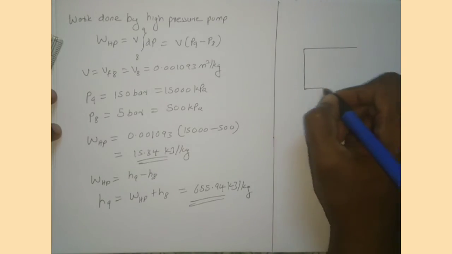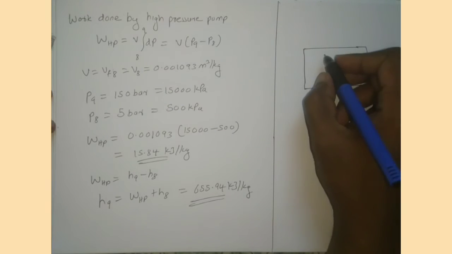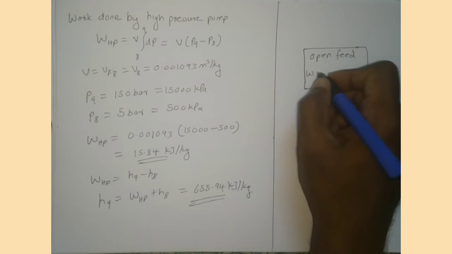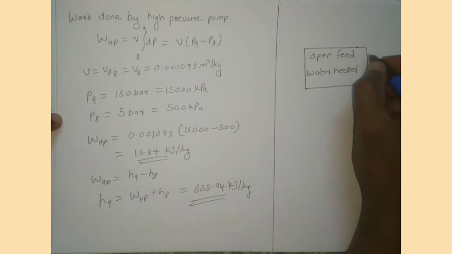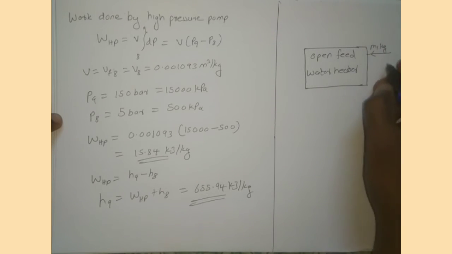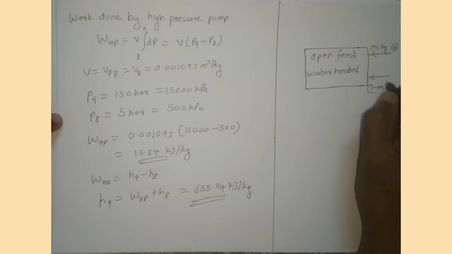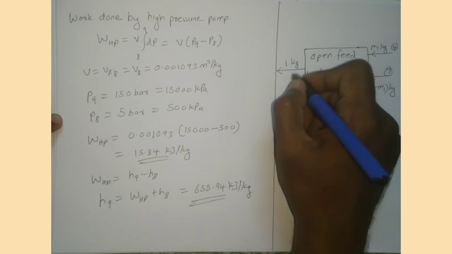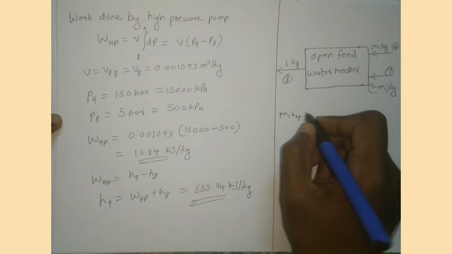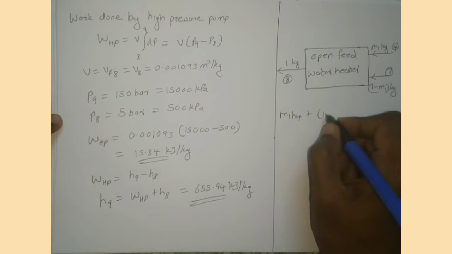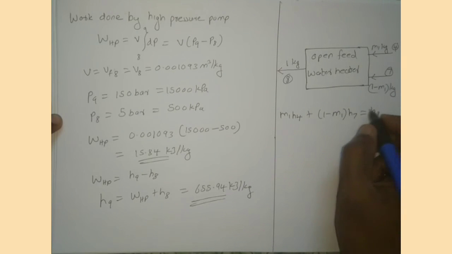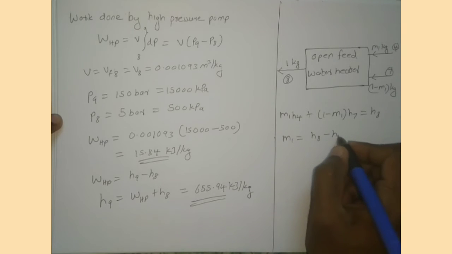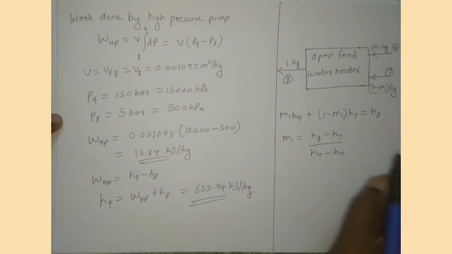Now I am going to apply steady flow energy equation to the open feed water heater. In the open feed water heater, m1 kg of steam enters at state 4 and 1 minus m1 kg of liquid enters at state 7 and 1 kg of saturated liquid leaves at state 8. From steady flow energy equation, we can write m1 h4 plus 1 minus m1 into h7 equals h8. That is m1 equals h8 minus h7 by h4 minus h7.